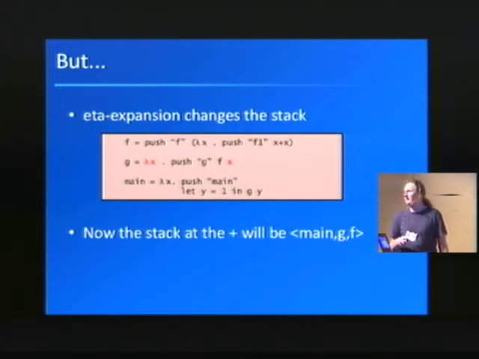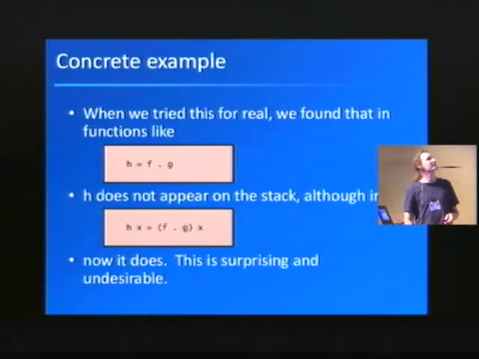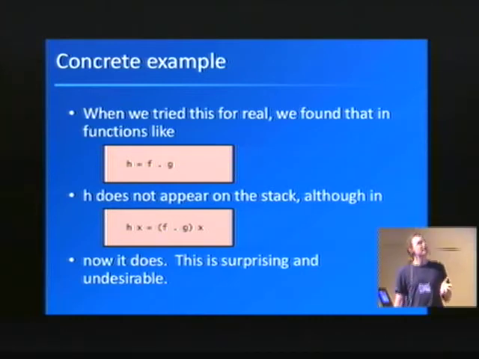It doesn't change the stacks of the program. But if you were to expand that definition, instead of just G equals push G on F, you have lambda X, and then you put the X here, then the G does appear in the stack. So things are looking a little bit strange now. We just need to expand something, and the behaviour has changed. And in fact, when we tried this in GHC, what we found was that definitions like this, where you just have a top-level name equal to a composition of functions, don't appear in the stack. But if you instead had written H X equals F composed G applied to X, now it does appear in the stack. So this is a little bit surprising and somewhat undesirable, because you don't expect that simple semantics-preserving transformations have such a big effect on the information that you get.